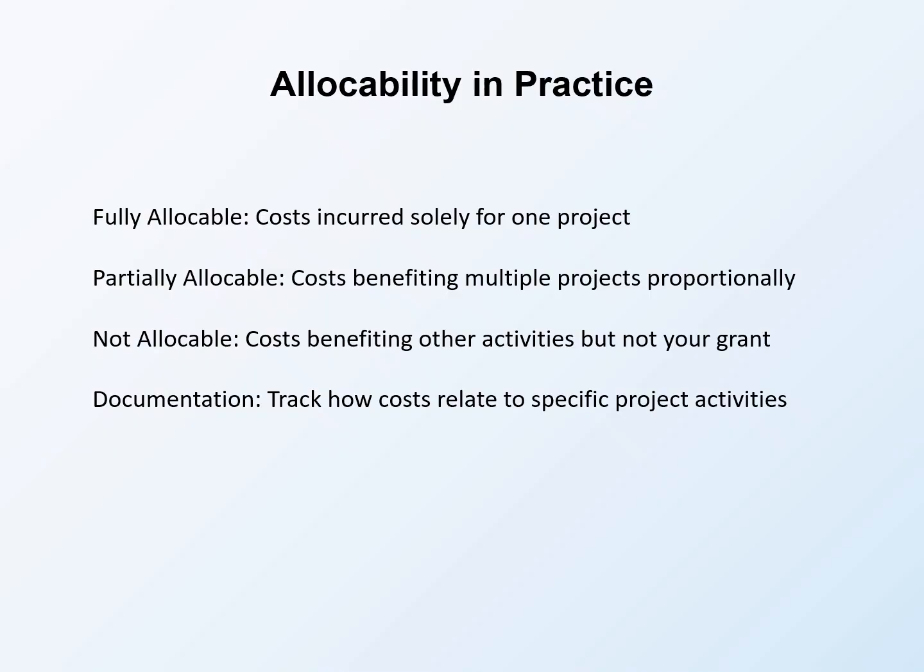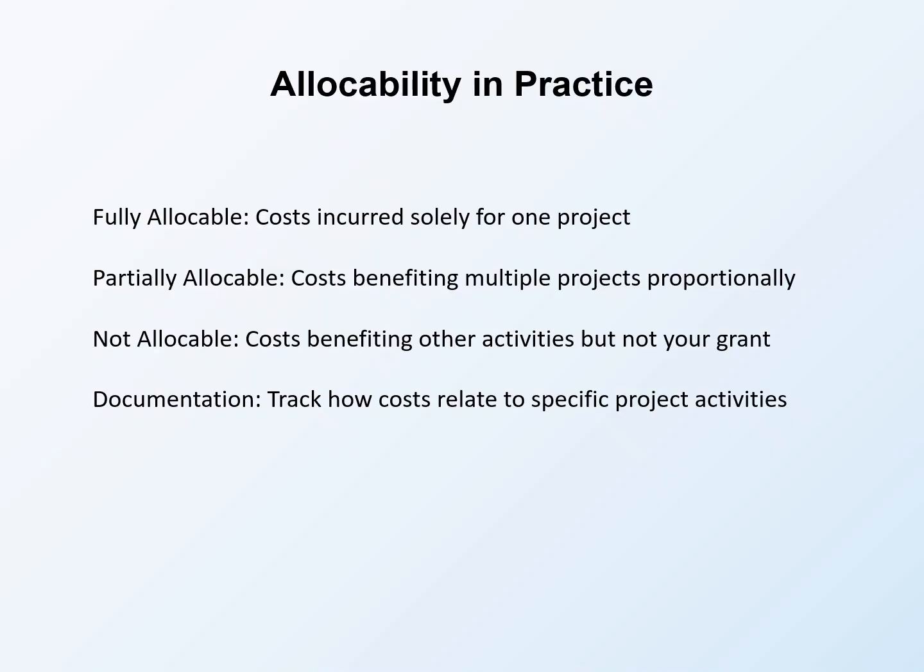Not allocable costs benefit other activities, but not your grant. Your organization's general fundraising costs are not allocable to project grants. Administrative costs that support other programs but not your project are not allocable. These costs may be legitimate organizational expenses, but they cannot be charged to your grant.